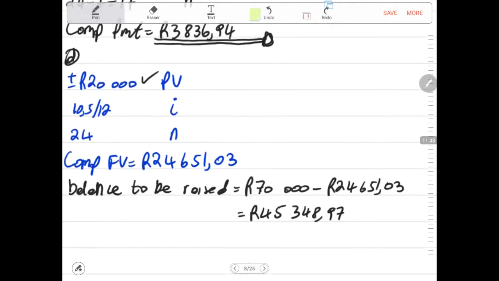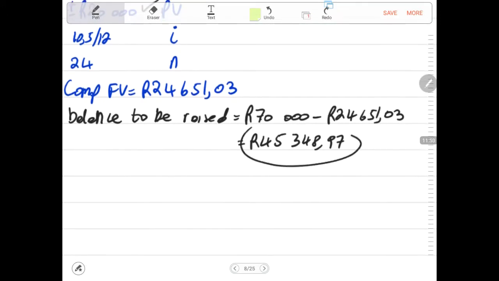But now that they only need to come up to 45,000, we say 45,000 rands is what we call the future value, what they need as the remaining balance in 24 months to come.